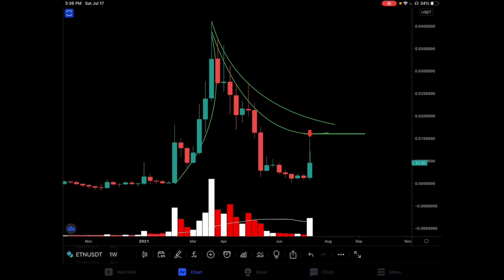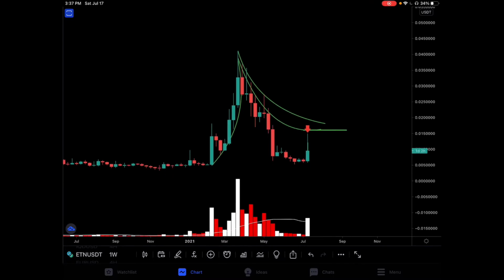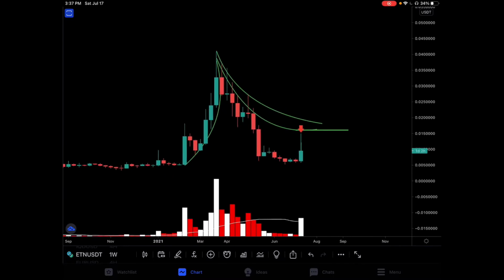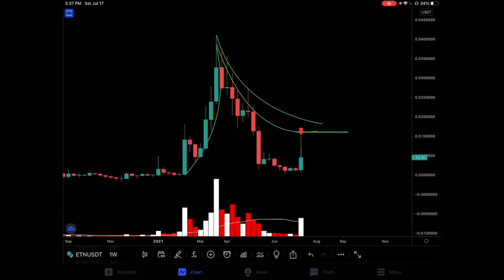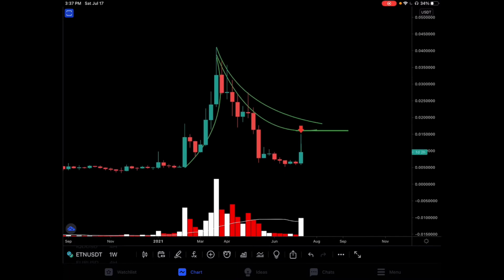I have no idea the fundamentals behind ETN. Do not ask me. I'm aware it's a type of CBDC, central bank digital currency. I believe it's for Britain. Okay, for the British Isles. So anyway, this is going to be a very unbiased view. This is just the data. Okay, so here we go.